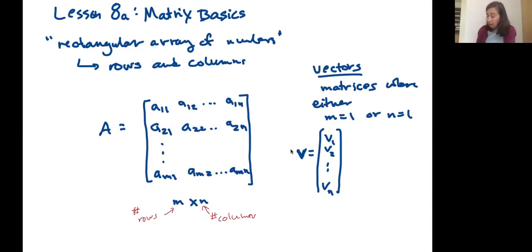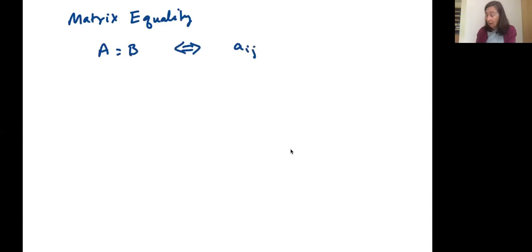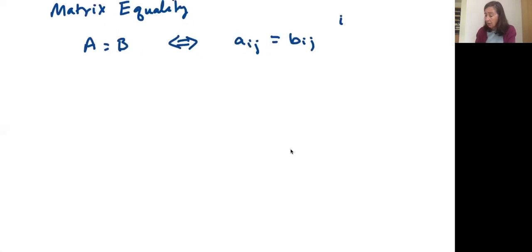Okay, so that's what a matrix is. What does it mean for a matrix to be equal to another one? It's the basic thing we need to know if we're going to come up with some algebraic rules here. A equals B is the same thing as saying that the ijth element of A equals the ijth element of B for all the i rows and for all the j columns. i can be any number from 1 to m, and j can be any number from 1 to n.